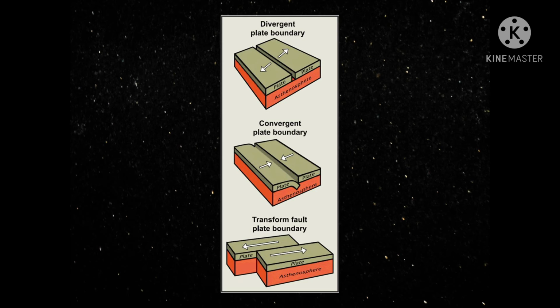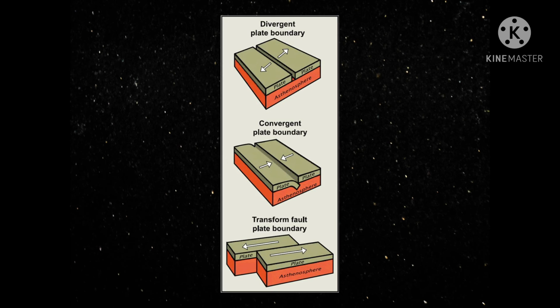Convergent plate boundaries. When two continents collide due to seafloor spreading, it creates mountains. When a part of the ocean and a part of a continent collide, it makes volcanoes and trenches. And when two oceanic plate boundaries collide, it creates a trench and an island arc.